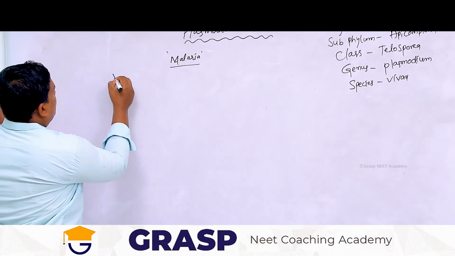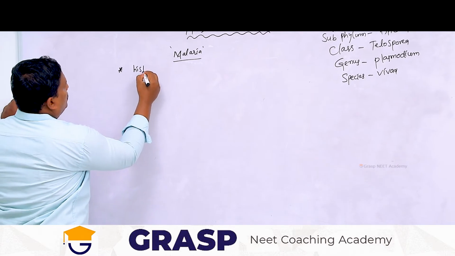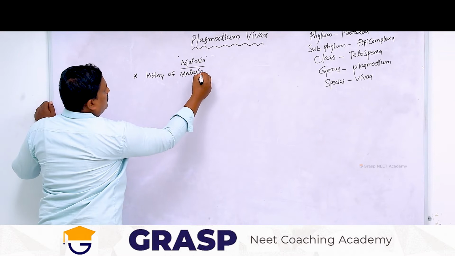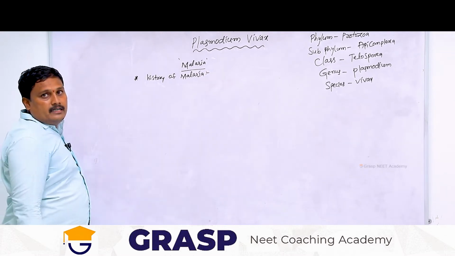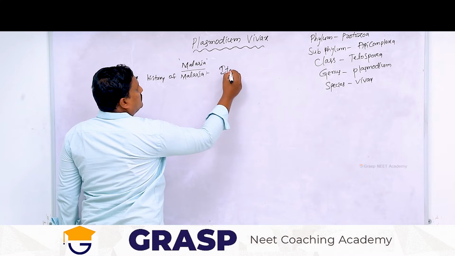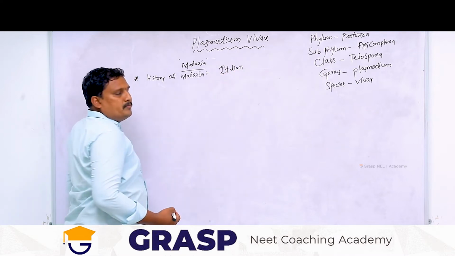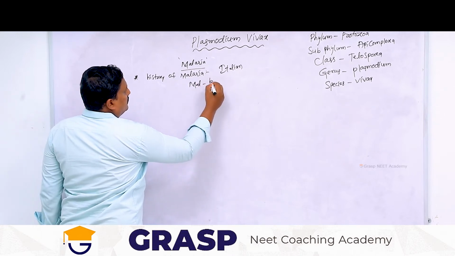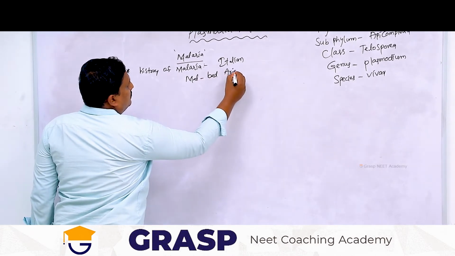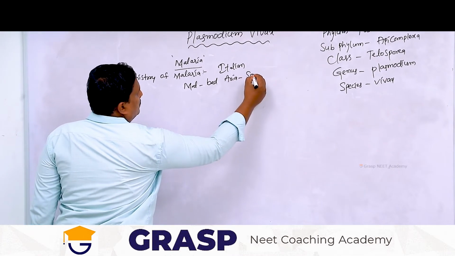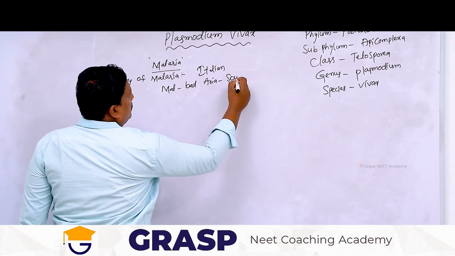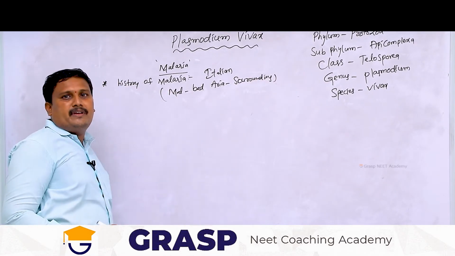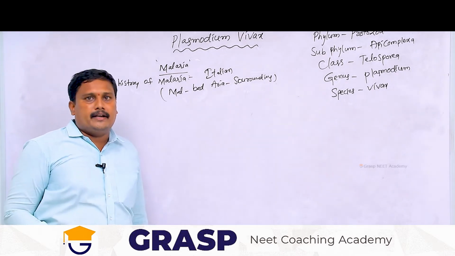Here I am going to explain the history of malaria. Malaria is an Italian word, where mal means bad and aria means air. In early years they thought that malaria may be caused by inhaling bad air.